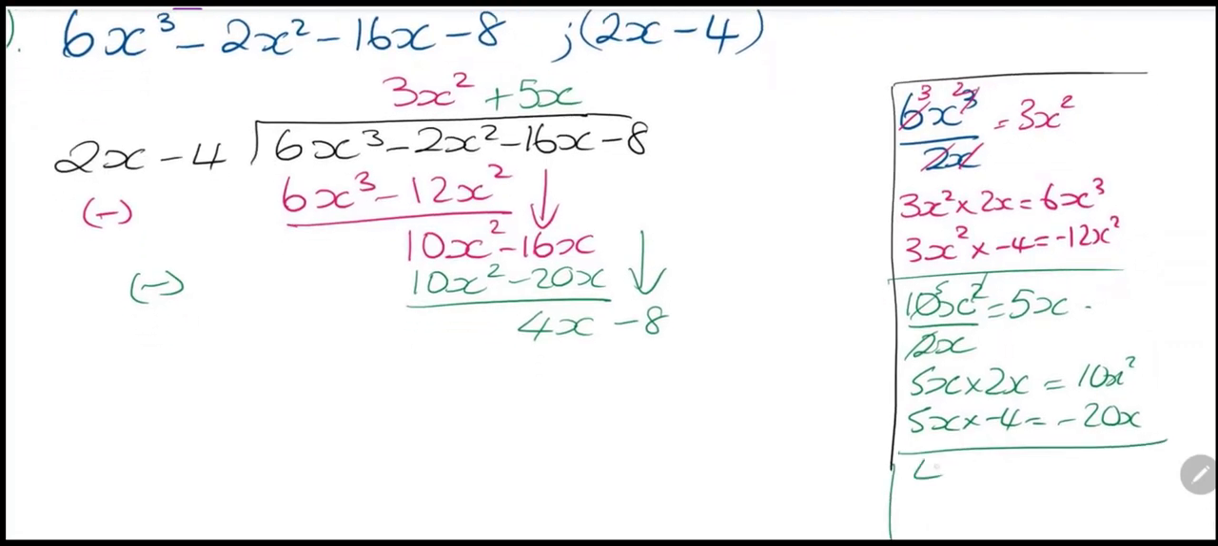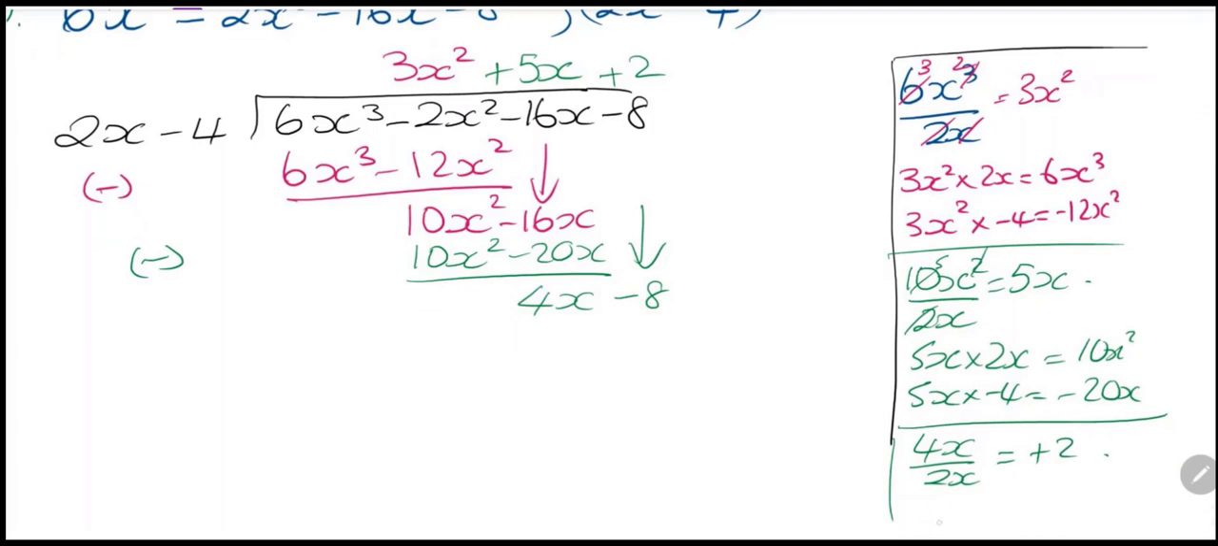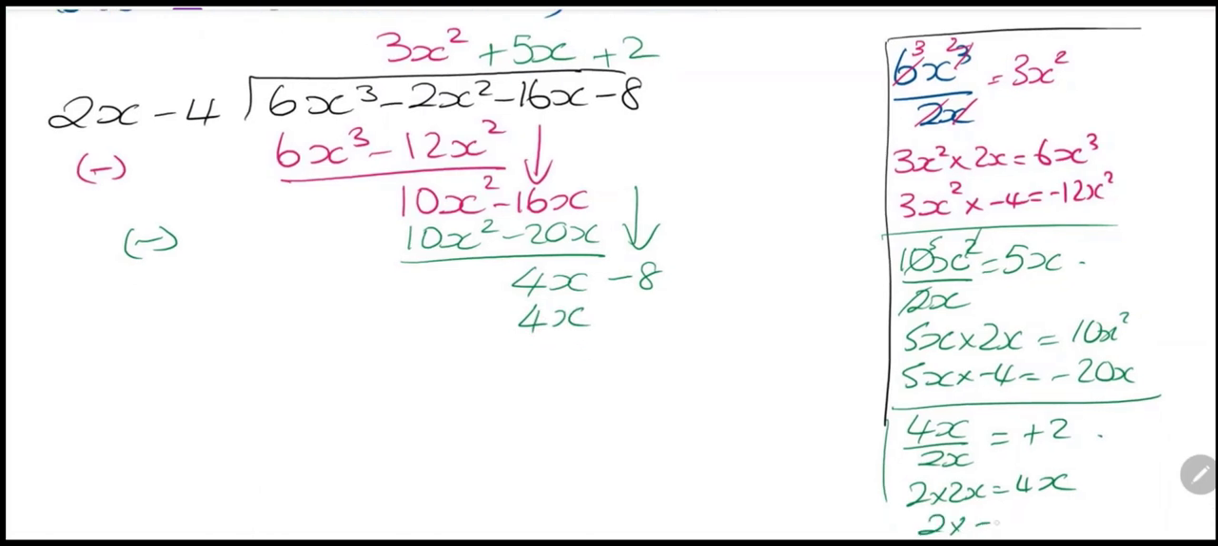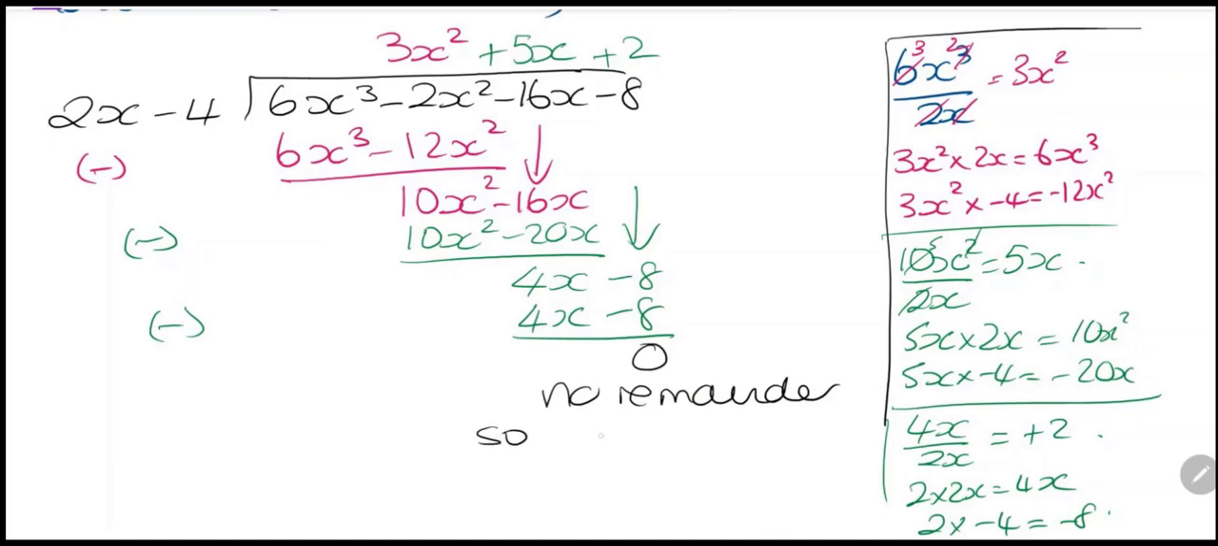So 4x divided by 2x is plus 2. And we multiply back. So 2 times 2x is 4x. And 2 times minus 4 is minus 8. And this is minus. So when we subtract, the answer will be 0. So no remainder. So 2x minus 4 is a factor.